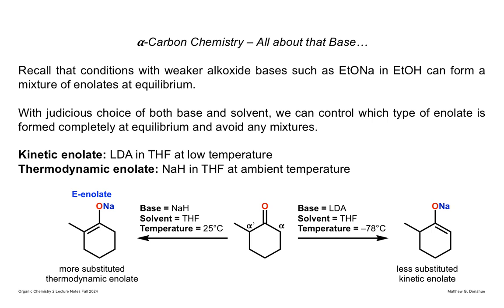So now we'll look at controlling which alpha carbon gets deprotonated based on the base that we're using. So we're starting here with 2-methylcyclohexanone. And notice that this has an alpha hydrogen, which is CH2, and then alpha prime with it, which is just CH.